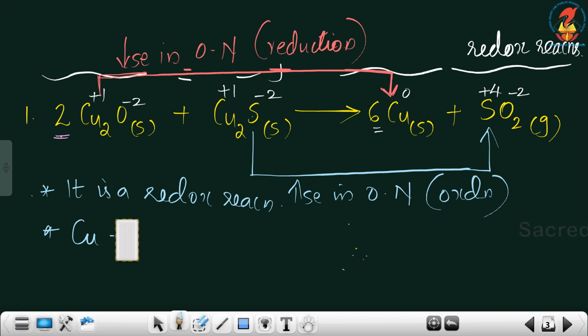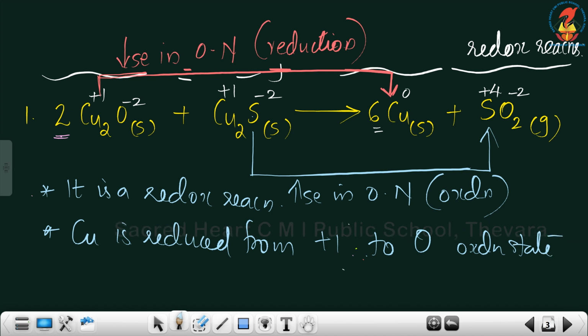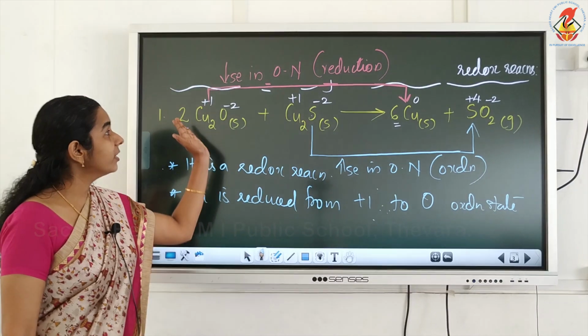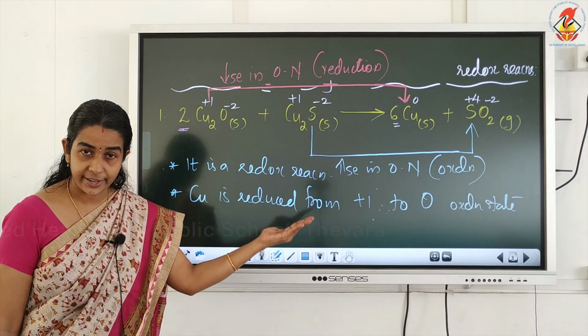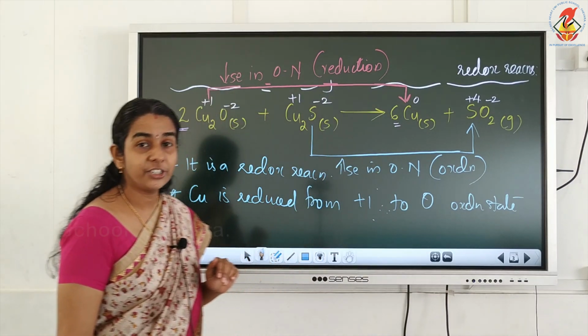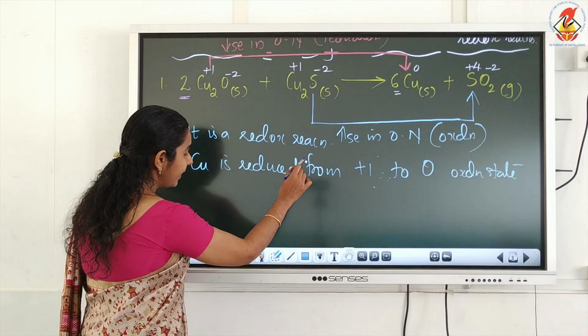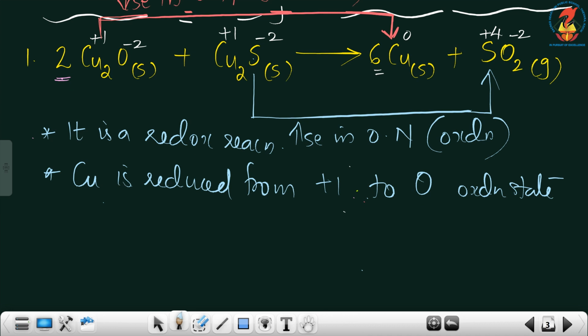That means copper is reduced from +1 to 0 oxidation state. So copper is reduced. A decrease in oxidation number means it is undergoing reduction. So copper is reduced from +1 to 0 oxidation state, undergoing reduction. So it will be acting as the oxidizing agent or oxidant.